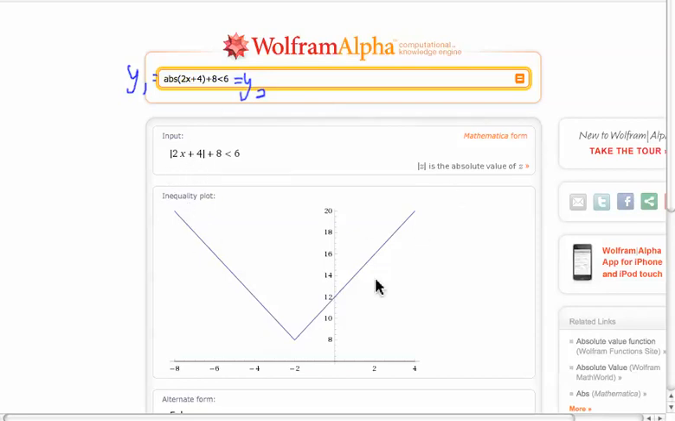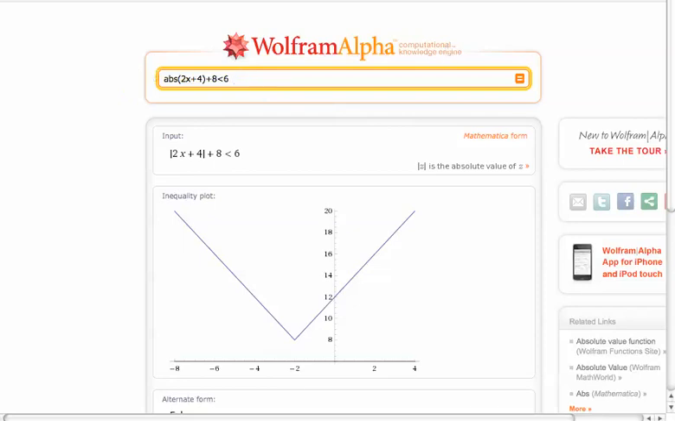And you get two graphs like this, and you would see that the absolute value is always a V shape. And in this case, the plus 8 takes the V off the x-axis. And y equals 6 is the red line right here. And we can see visually that the absolute value is never less than 6.